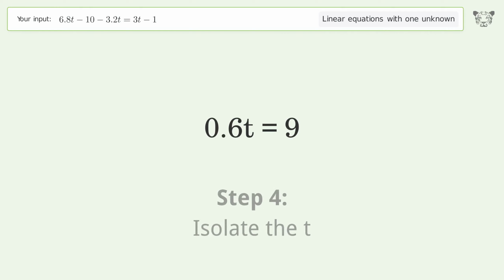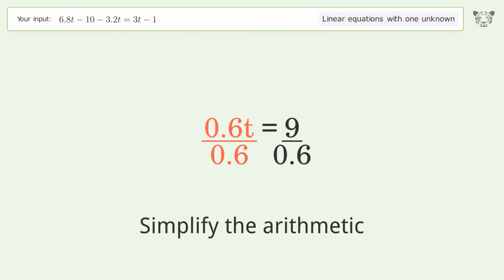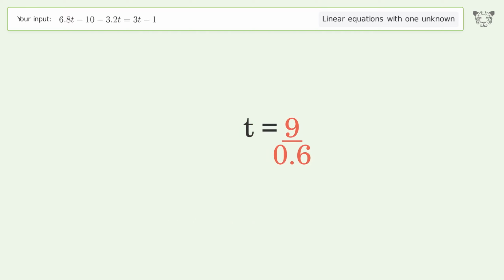Isolate the t. Divide both sides by 0.6. Simplify the arithmetic. And so the final result is t equals 15.